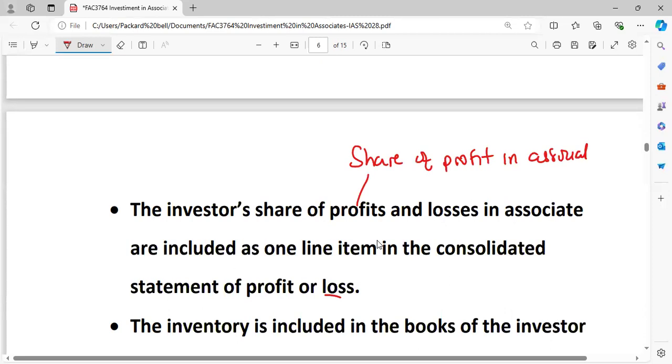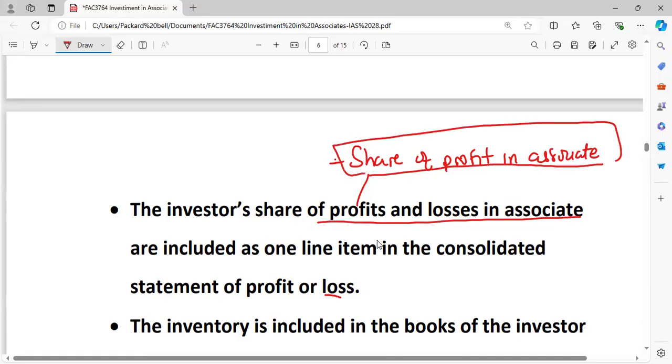So this is the one line item that represents the investor's share of profit and losses in associate. So you will have a share of profit in associate. This is the one that you take to when you do your profit and loss, which means for the associate, you only need to take the share of profit in associate.